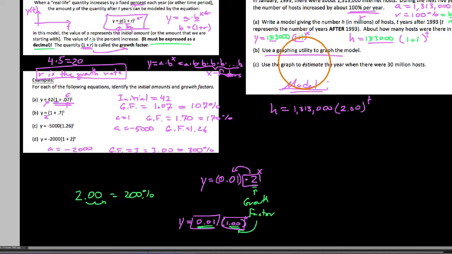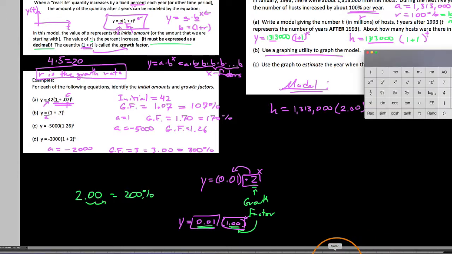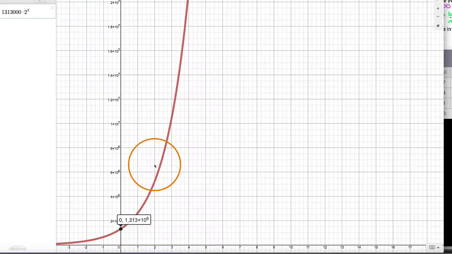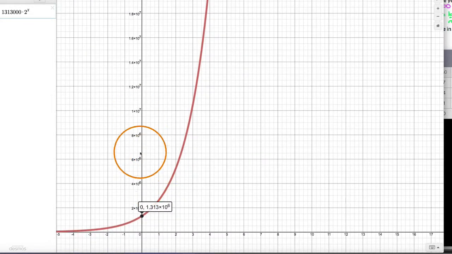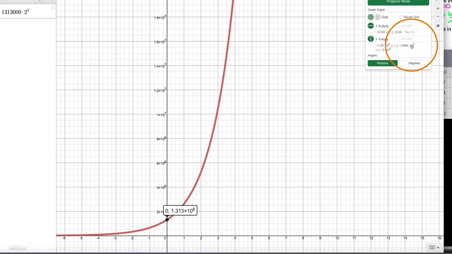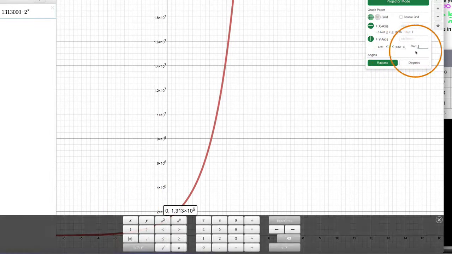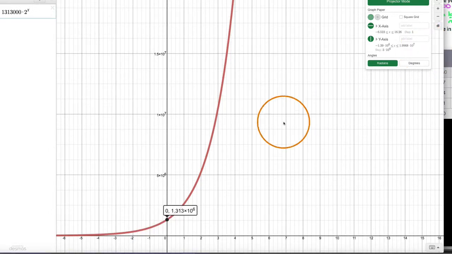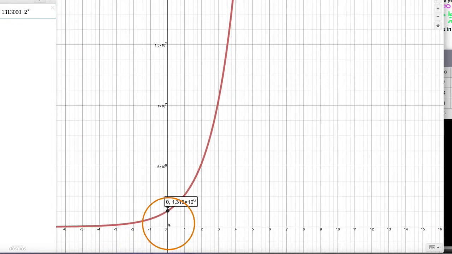Now that I see this, I want to use this graph to estimate the year when there were 30 million hosts. The interesting thing is, we've got it in millions on this y-axis here. I'll change it right now. I want to go on the y-axis by steps of 5. It's going to put it in times 10 to the 6th for us. But basically, we want to say when there were 30 million hosts.